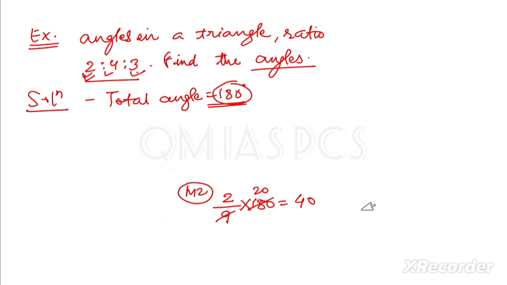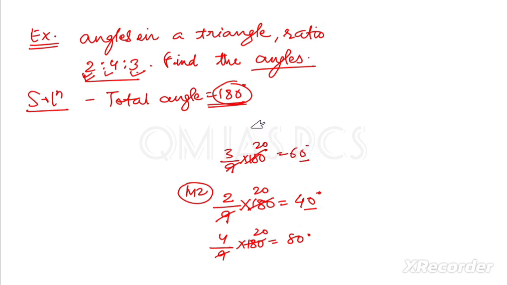Next, this is our first angle, 40 degrees. Next we can say 4 divided by the total sum, which is again 9, and again multiplied by 180, so it will be 20. So we will have 80 degrees. And the third one will be what? 3 by 9 multiplied by 180 degrees, so it will be 60 degrees.